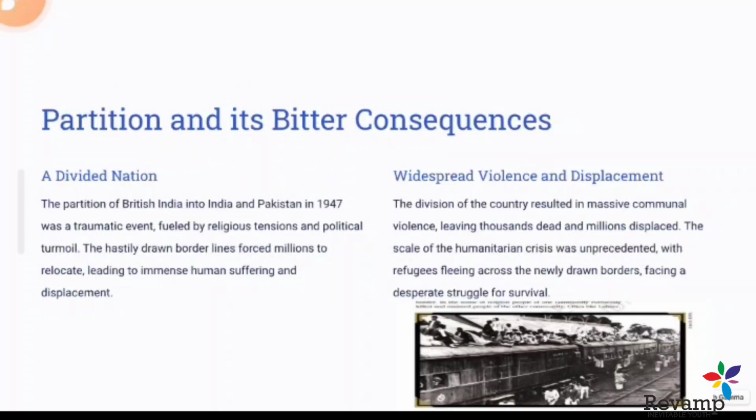Now come to the next slide. Partition and its bitter consequences. First, India is divided. We all know that after 1947, in a traumatic event, India was divided into two territories, India and Pakistan. A lot of Hindu minorities who lived in Lahore came to India, and a lot of the Muslim population in India went to Pakistan. The transition of people was not smooth. A lot of people lost their lives. Some of the women were raped, killed. A lot of houses were looted. So this is the scenario at that time.